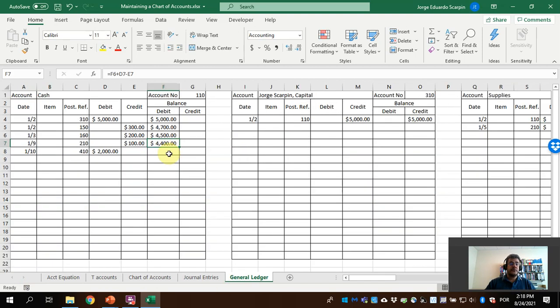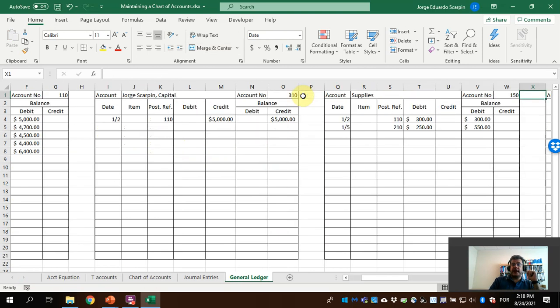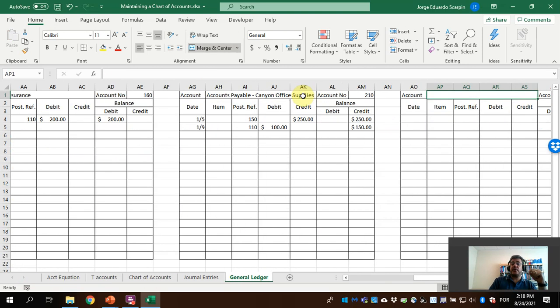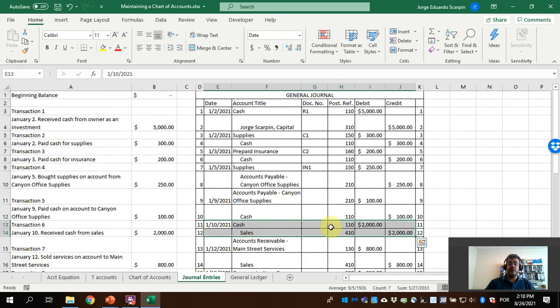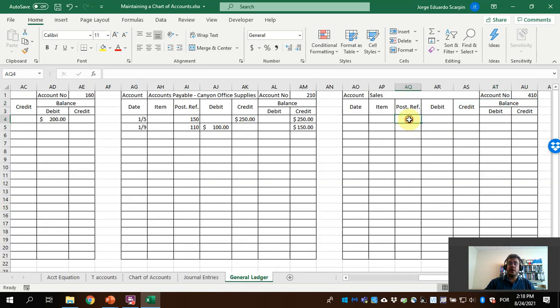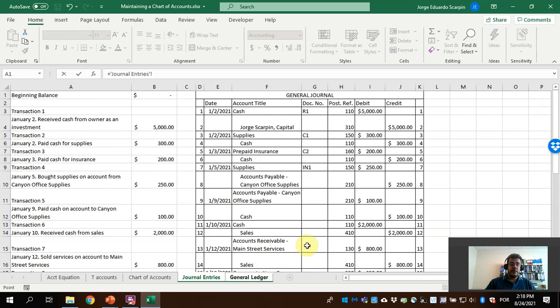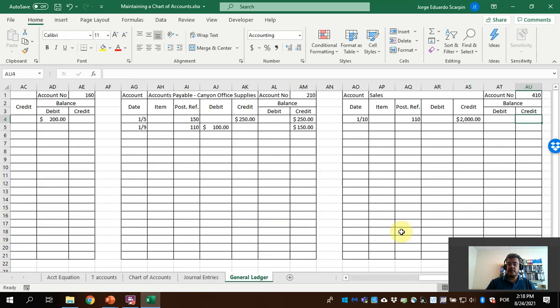$2,000. Oh, very good, 6,400. And the other account is sales. We have no sales yet. So sales. For 10, if I'm not wrong, the other one is 110, date 10th, January 10th, credit $2,000, balance $2,000.